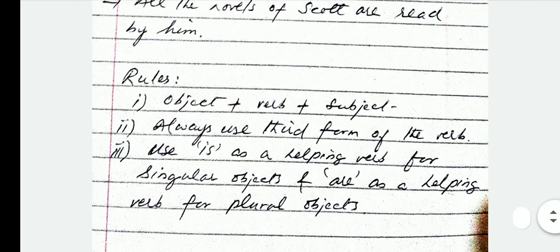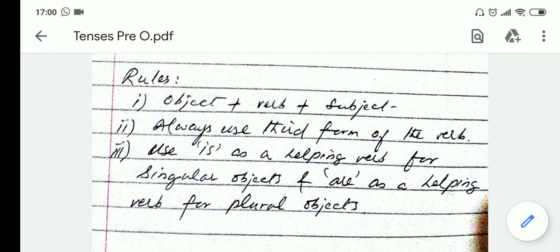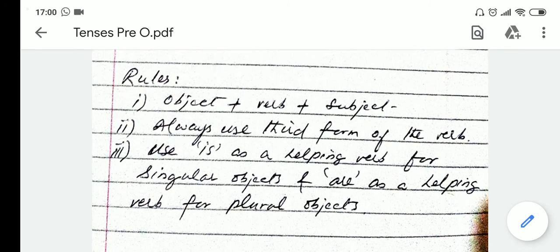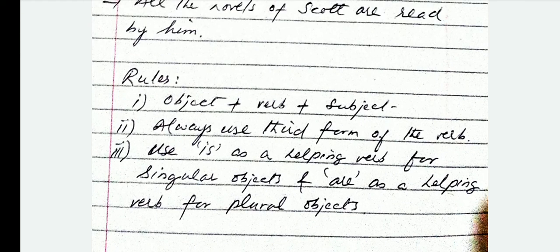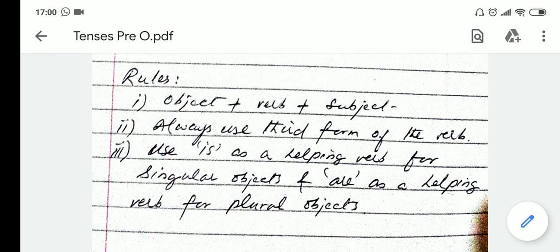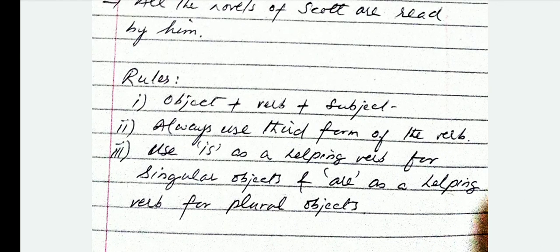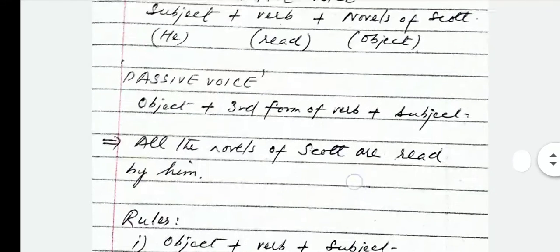So these are the rules I have written here. For a passive voice sentence, the object comes first, then the third form of the verb, and then the subject. Always use the third form of the verb in all passive voice sentences. There is no exception to it. Use is as a helping verb for singular subjects, and are as a helping verb for plural subjects, which is very obvious, very simple. So these are the simple rules of changing an active voice sentence of present indefinite into a passive voice sentence.